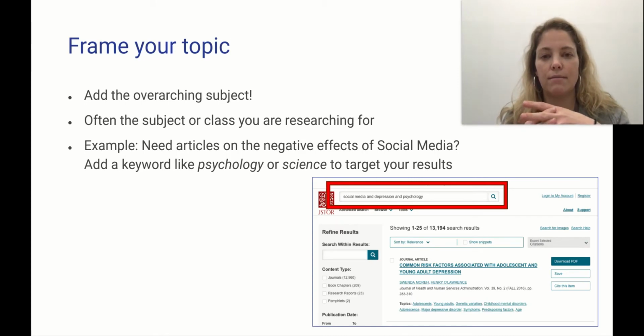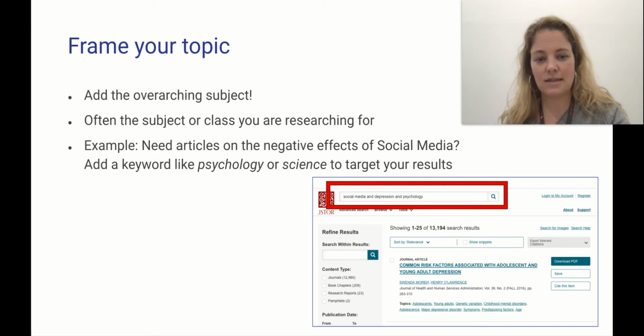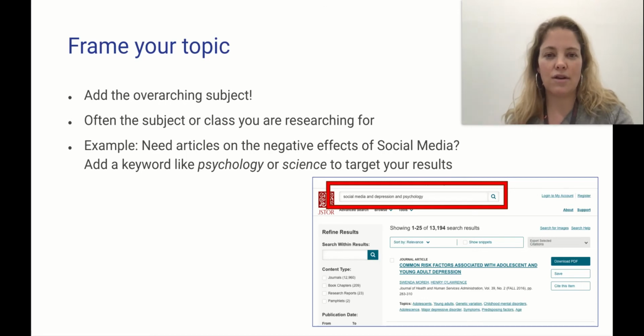Another idea is to frame your topic by using the subject that you're studying. For example, this research that I'm doing is about social media and depression in teens, but it falls under the umbrella of psychology. So I'm going to include psychology in my searching. What that will do is narrow the results down to articles that have to do with psychology or the subject of psychology.